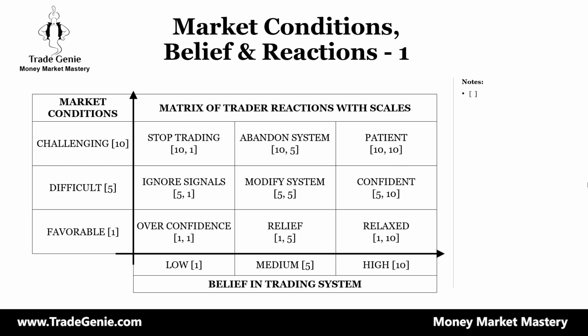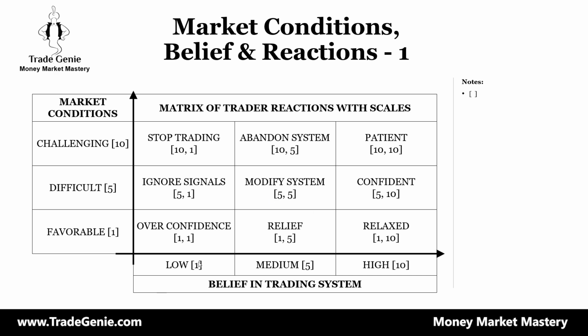And then the final one is this quadrant, which puts in the numbers. What happens? We stop trading if our belief is low and market conditions become challenging. We abandon the system, or we stop trading, or if we have a high belief, then we are patient. So either we abandon the system when the market is challenging, or we stop trading. And when the market condition is difficult, we start ignoring the signals. If it's telling us the exit signal, we ignore it, or we start modifying the system.